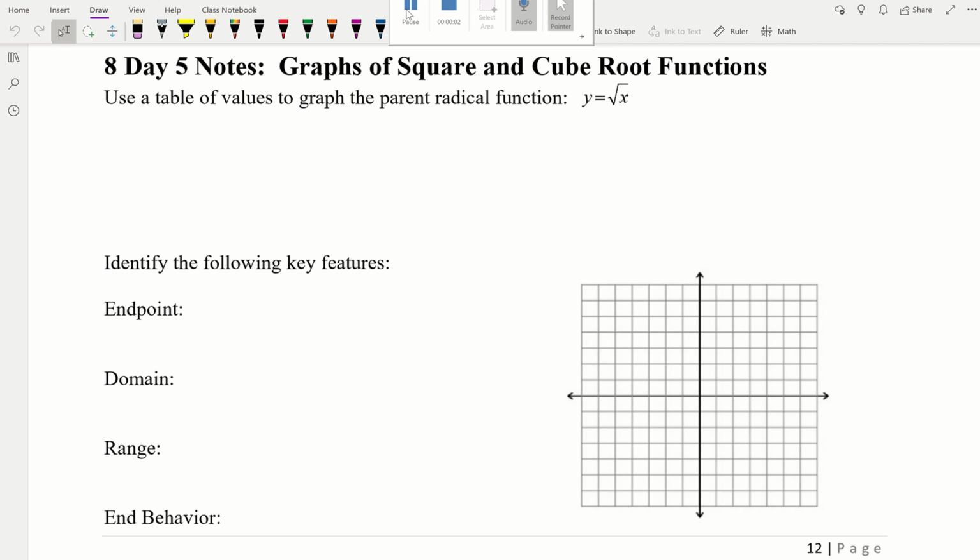Welcome everybody. In this video, we're going to take a look at the 8.5 notes. This is Mr. Gannon, and we're going to be focusing on graphing square and cube root functions.